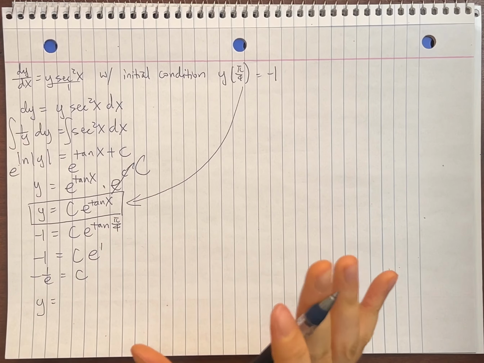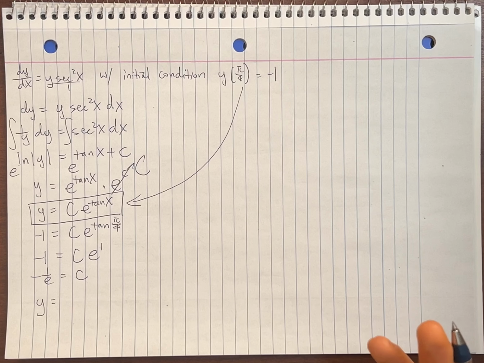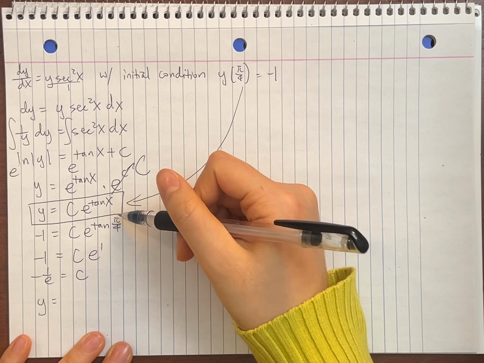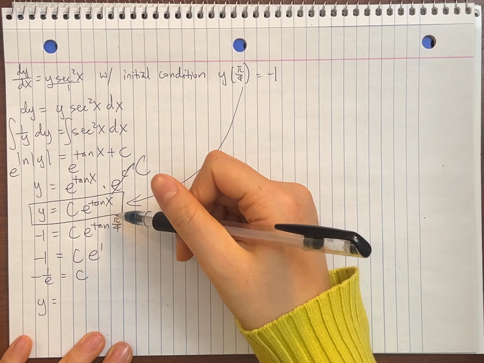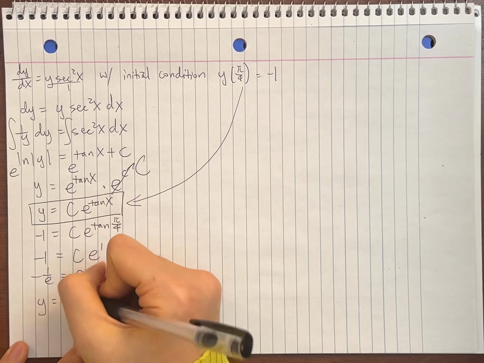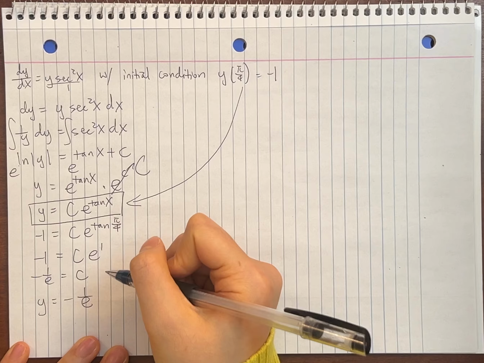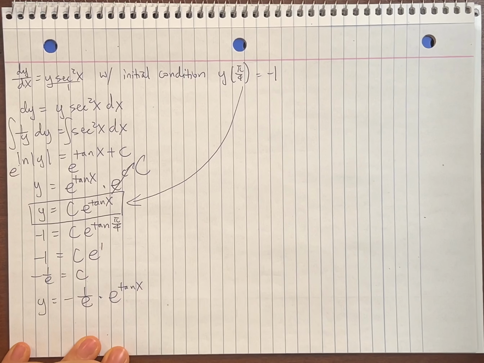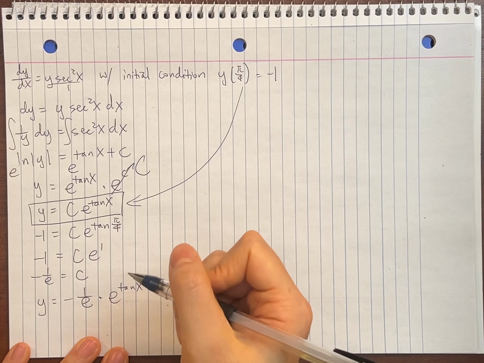It's kind of weird. You have to put it back and forth a little bit, but it's how you do this type of question. You need the initial condition at this step to find c. After you find c, you have to put the c into our function to get our final equation, which will be like this. This is c, so times e to the tan x, like that.